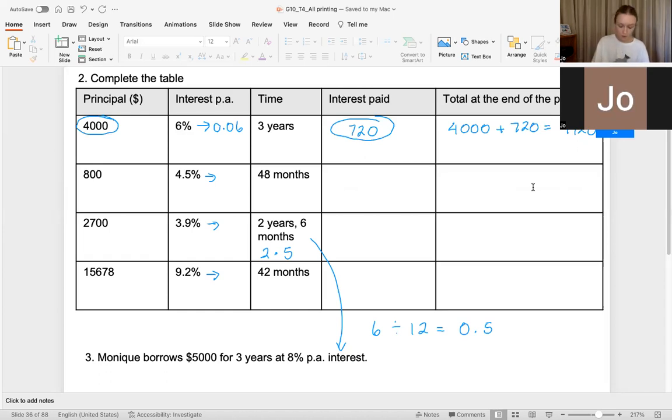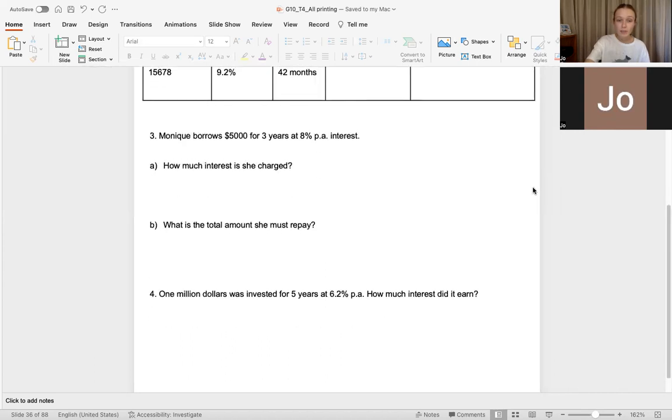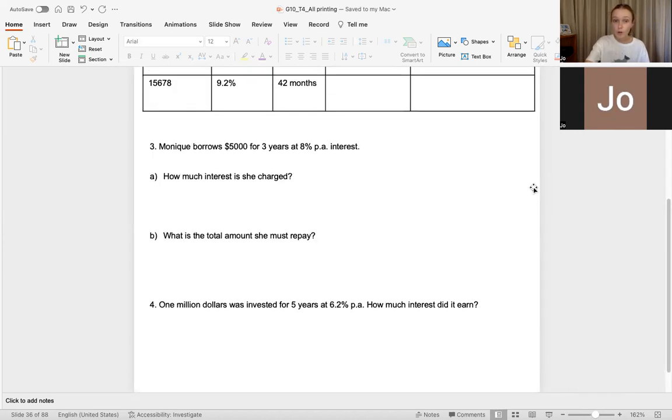Okay? Have a go at filling in that table. The questions underneath are fairly similar, so I'd encourage you to have a go at those ones as well.